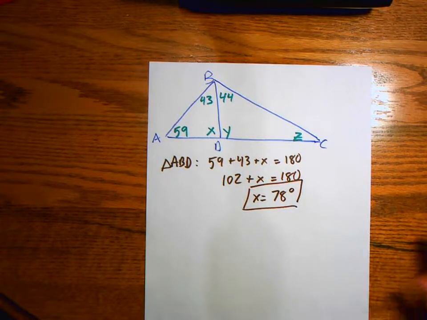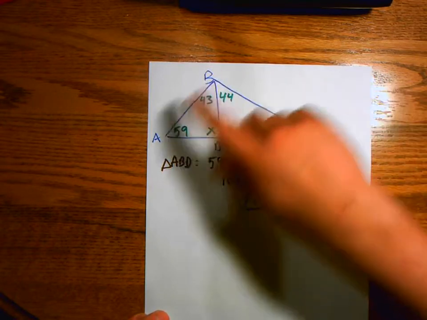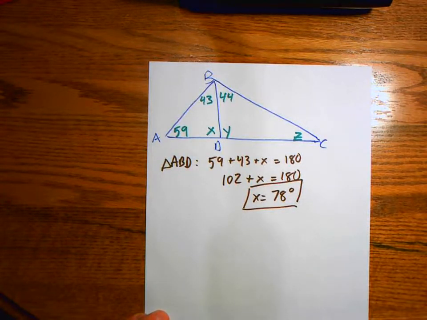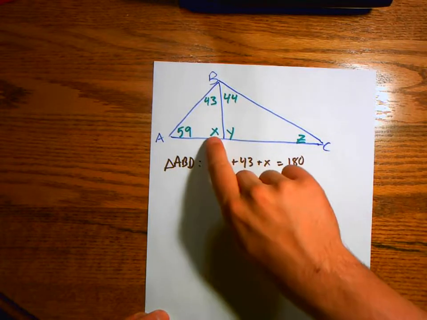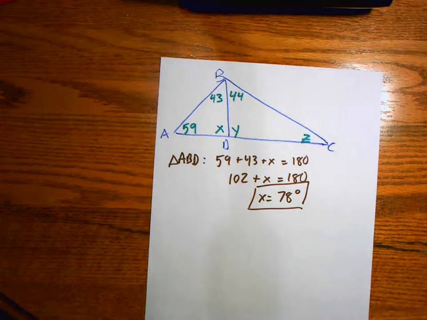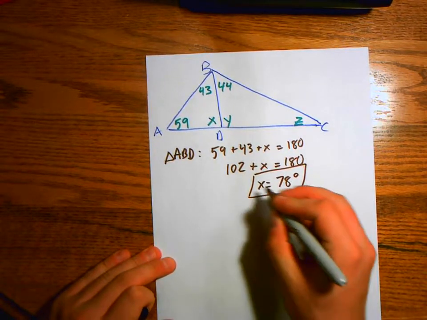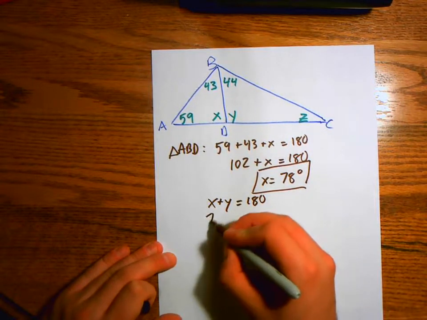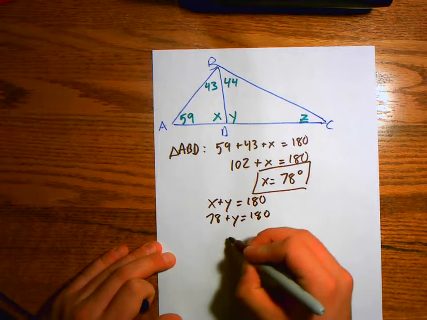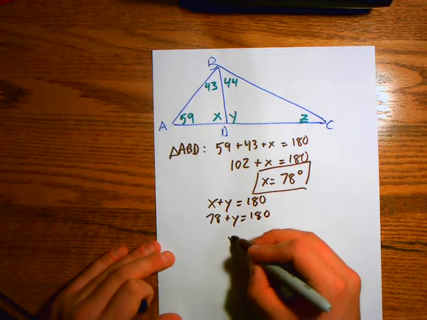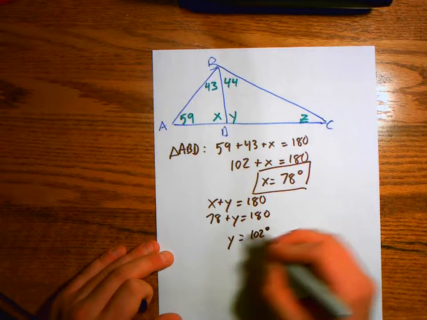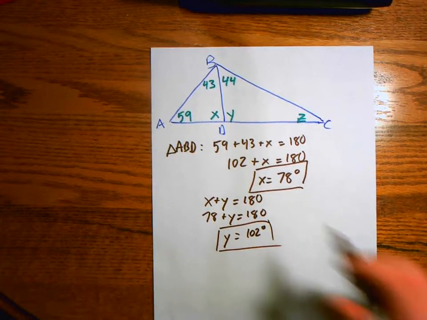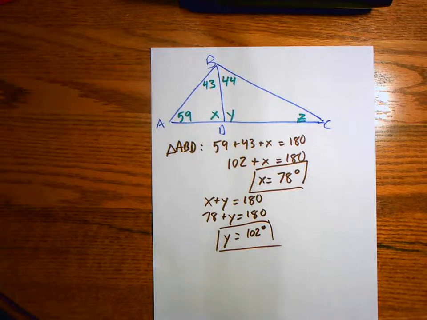Okay, now in order to find y, we can't use this smaller triangle or the larger one, but what we can do is, if we know that this line AC measures 180 degrees, each of the two angles are going to add up to equal 180 degrees. So x plus y is going to be 180. Since we know that x is 78, by subtracting 78 on both sides, we get y is equal to 102 degrees. So using the fact that a straight line is 180 degrees, this line coming up splits it, so the two angles added up equal 180. We get y is equal to 102.